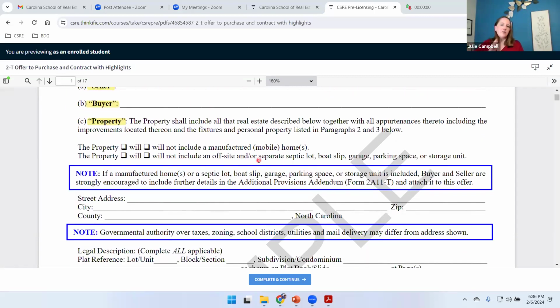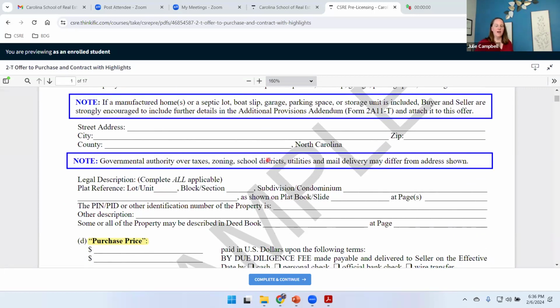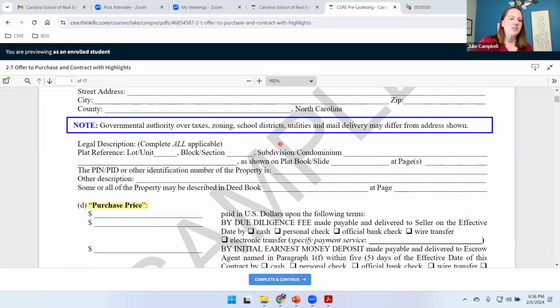Then we're going to define the property. The property we're going to select will or will not include a manufactured home, will or will not include an off-site or separate septic lot, boat slip, garage, parking space, etc. We have placed here the street address, city, zip, and county. It's a North Carolina form for North Carolina property, so they go ahead and fill the state in for us. And then we're looking for the rest of the legal description of the property.